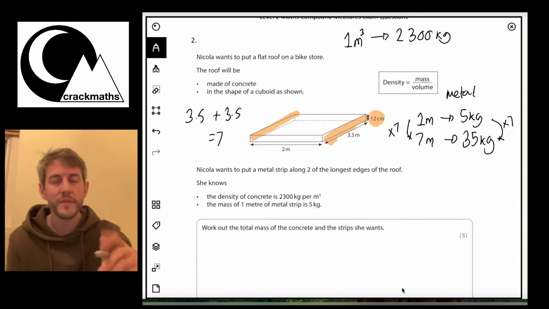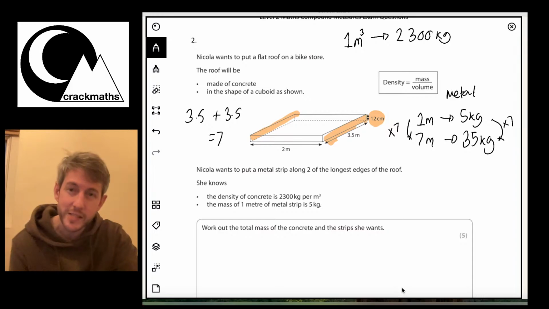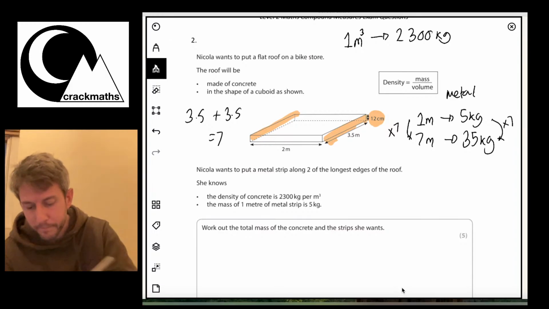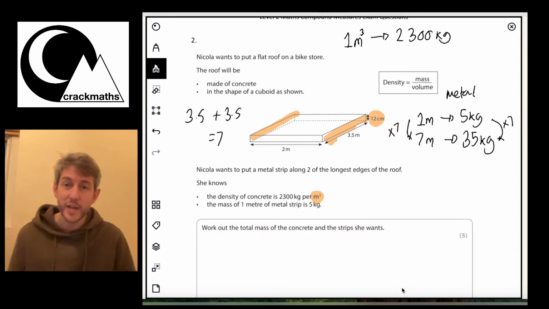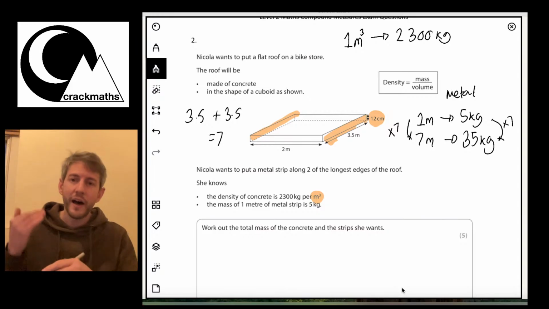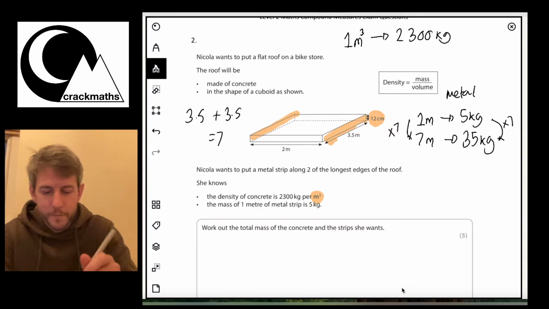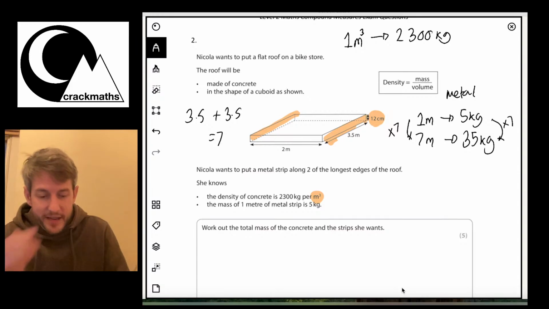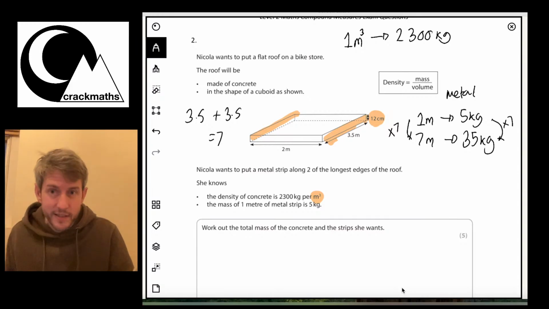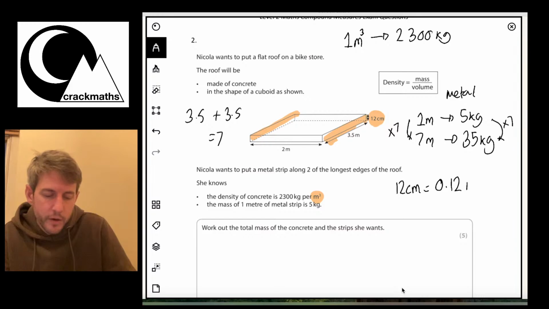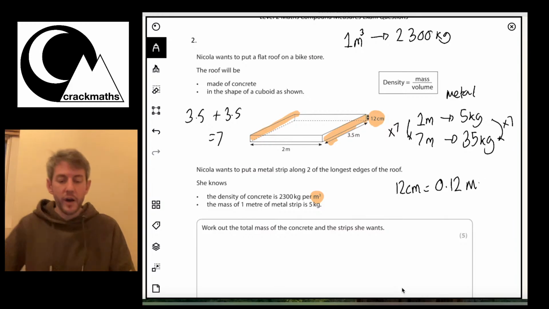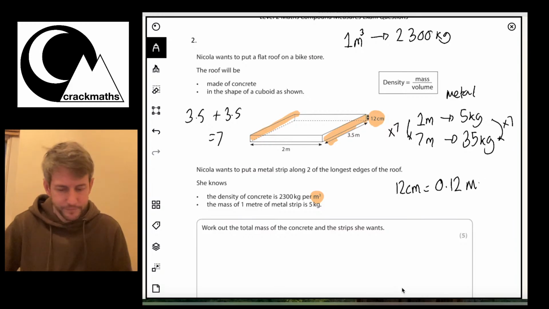Now it's important to turn the centimetres into metres rather than the metres into centimetres because density is per metres cubed in this situation. So we don't want to veer away from metres cubed. We want to stick with the units that are littered throughout the question. Okay, so I know that there's 100 centimetres in a metre, and so I know that 12 centimetres equals 0.12 metres. We got that by just dividing by 100.